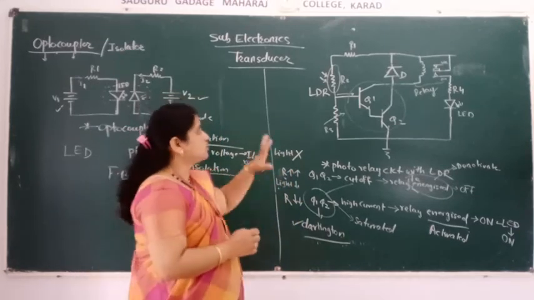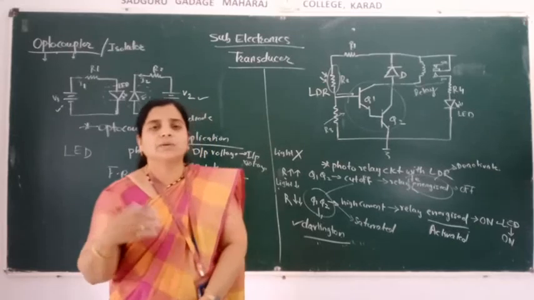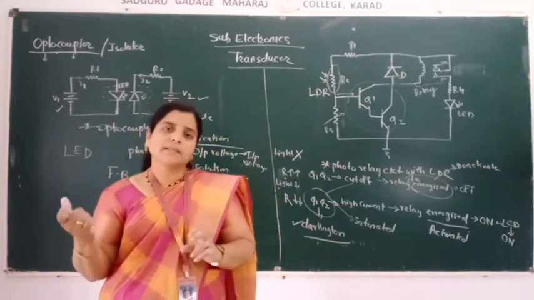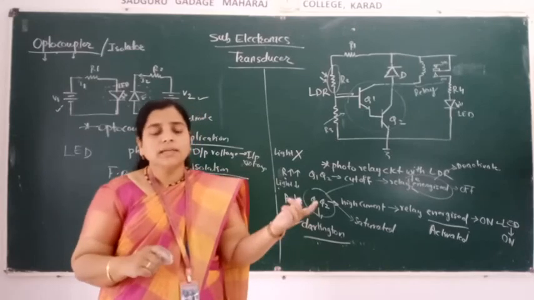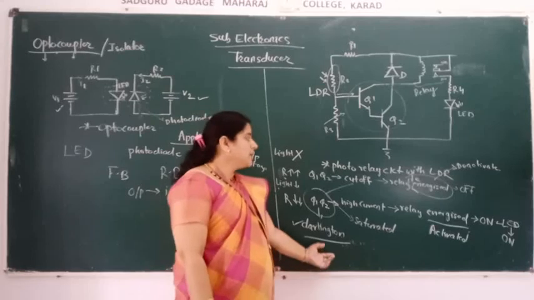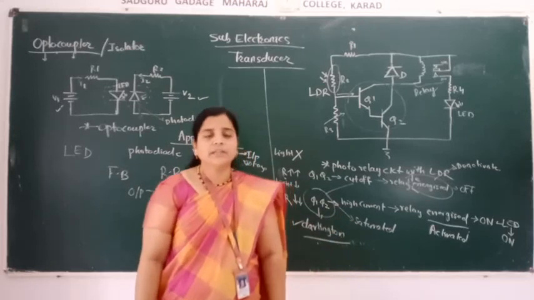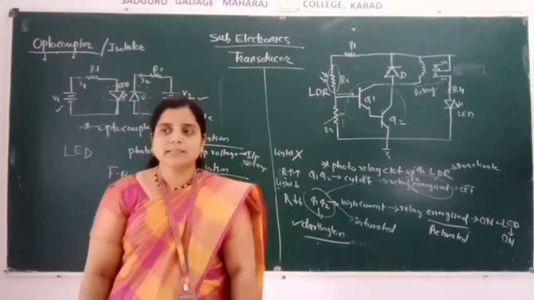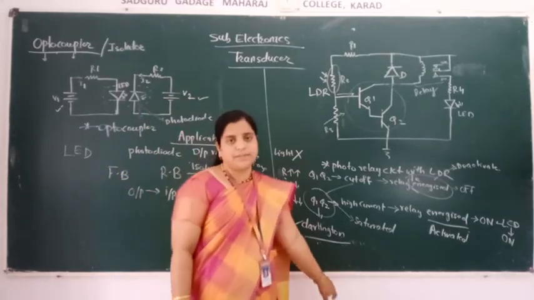That is the transducer. A transducer is nothing but a device which converts one form of energy to another, which converts a non-electrical signal into an electrical signal. So today we have seen the optocoupler and the photo relay circuit with LDR. Okay, do all of you understand this? I will stop here. Thank you.